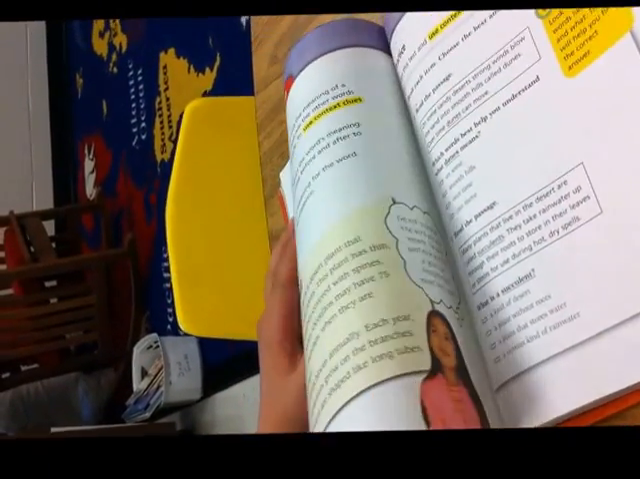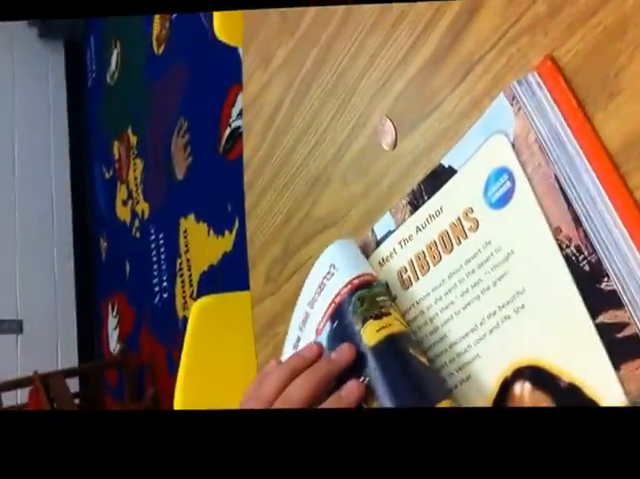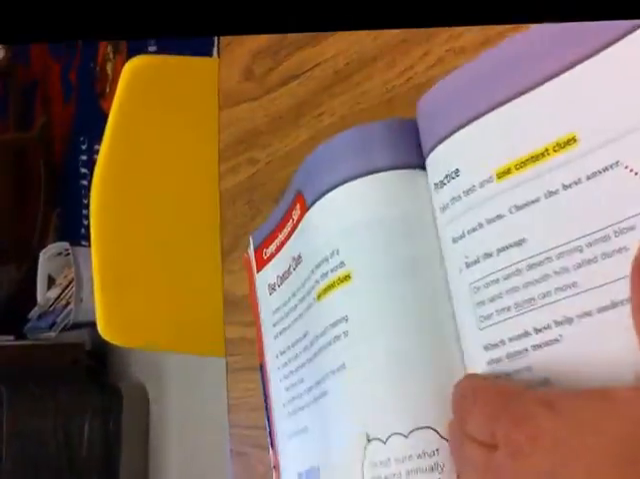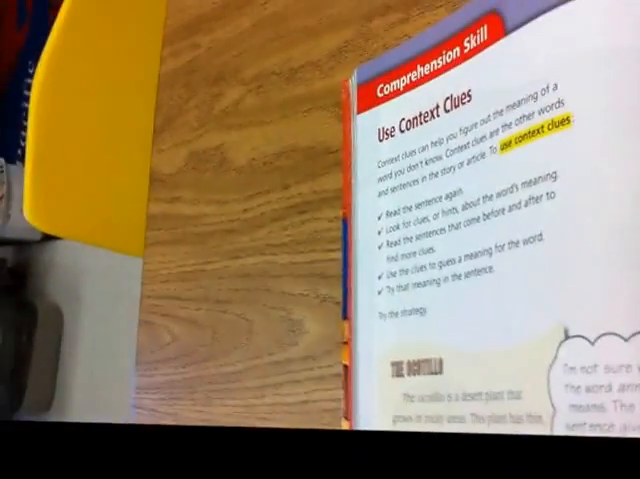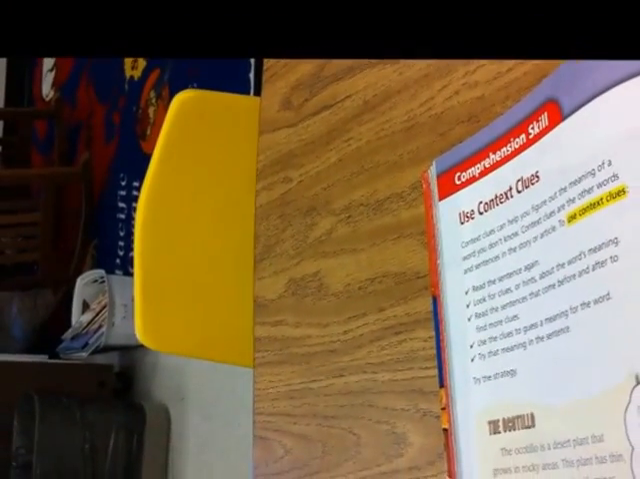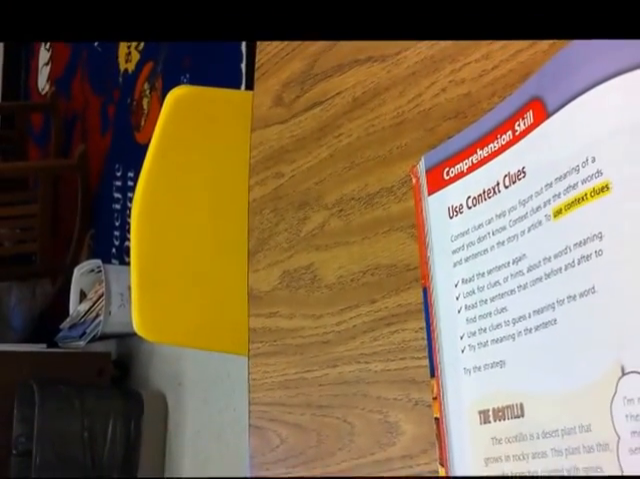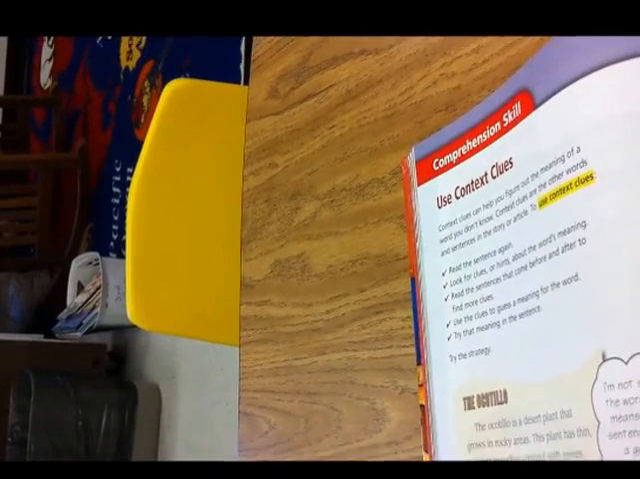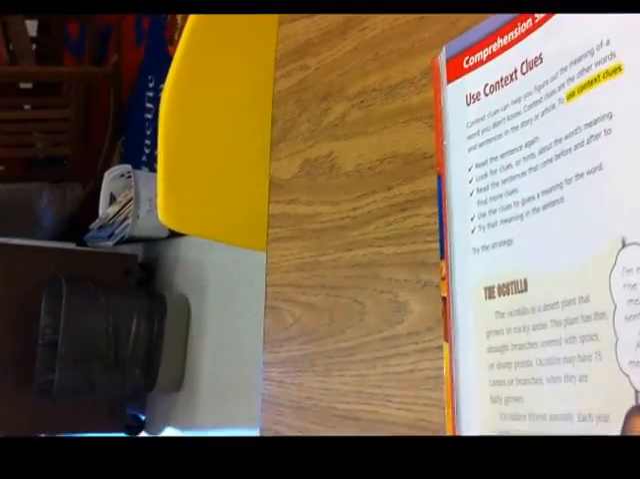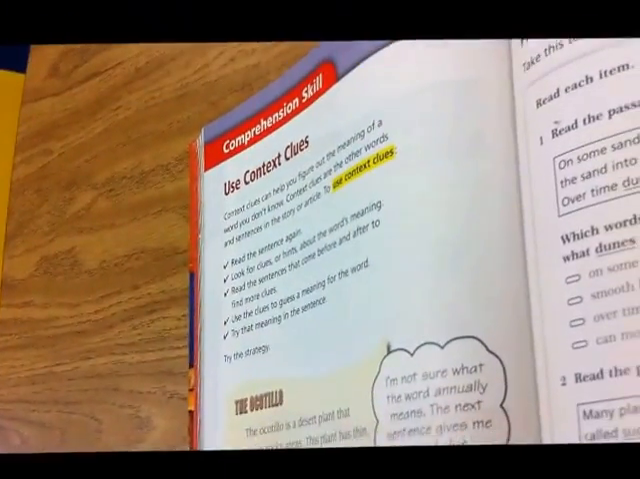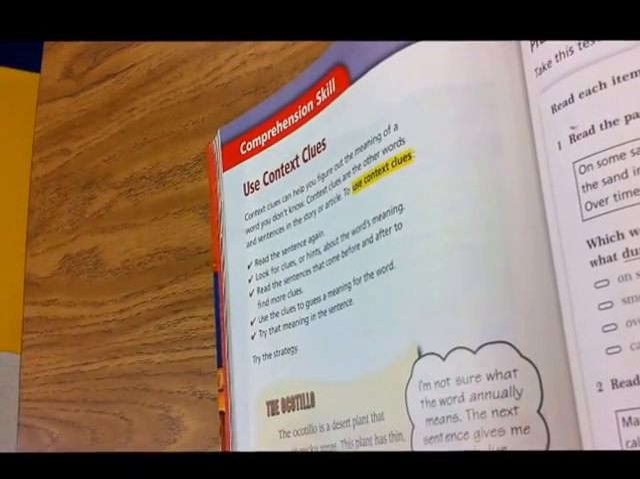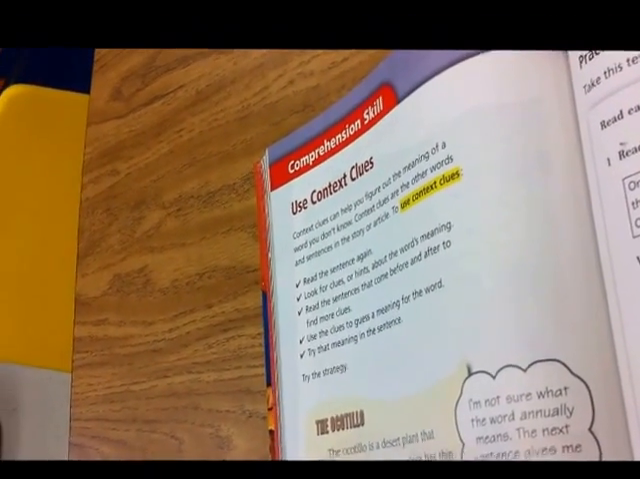No. Okay, well, we use context clues to try and help us figure out words that we might not know in the story. See right here? So by reading a sentence before the sentence that has the word that you don't understand in it, or reading the sentence afterwards, sometimes gives us the clues we need to understand the word we're trying to figure out, okay?